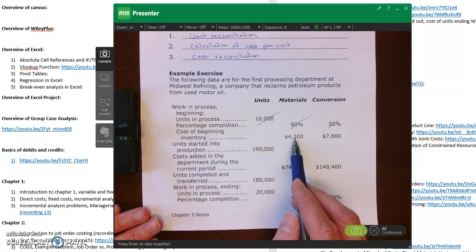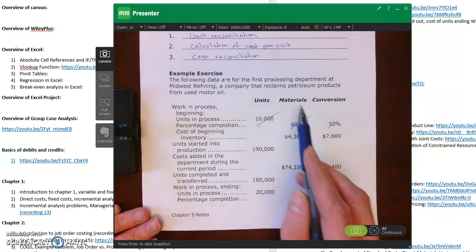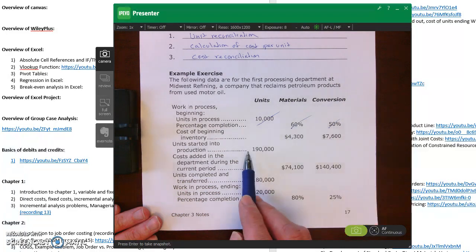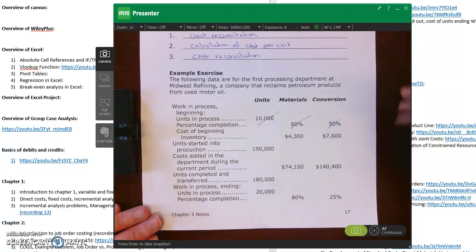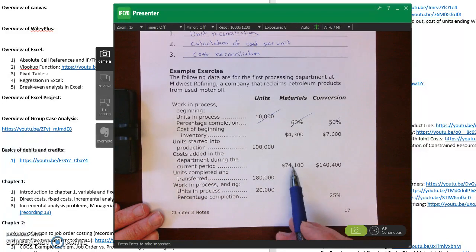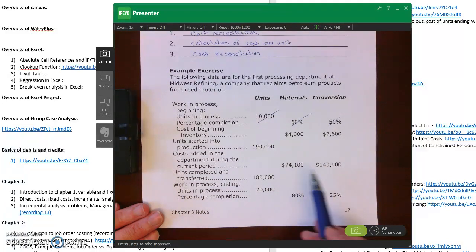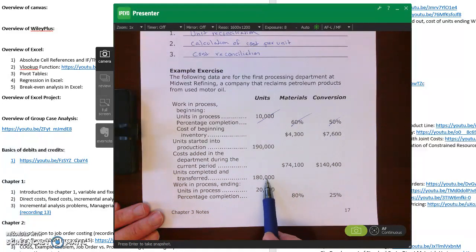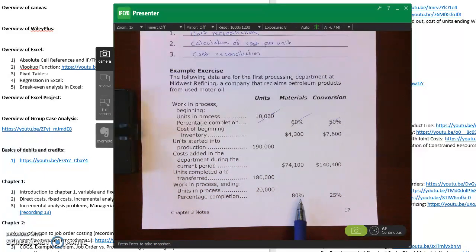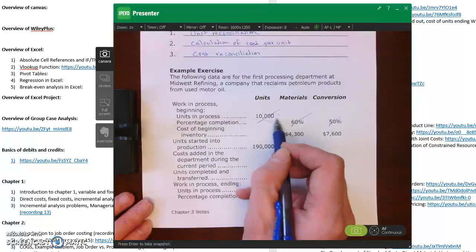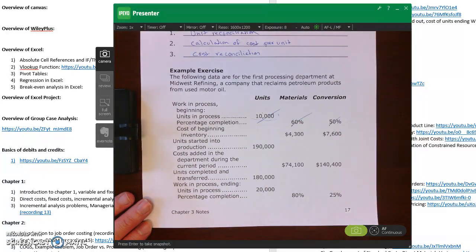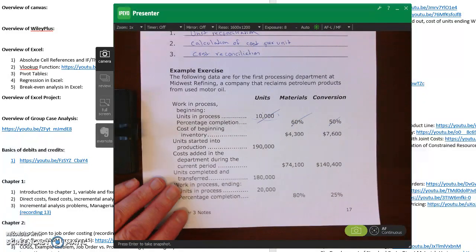So this is going to matter. The cost of our beginning WIP, 4,300 with respect to materials, 7,600 with respect to conversion. Units started production, 190,000. Costs added during the department, 74,100 for materials, 144,400 for conversion. And then we have our units completed, 180,000. Units in ending WIP, 20,000, then 80% and 25%. Now, this number over here will matter for our unit reconciliation, which we're going to do now, but in terms of calculating our cost per unit, it's not going to matter.